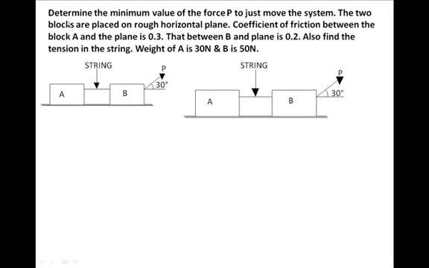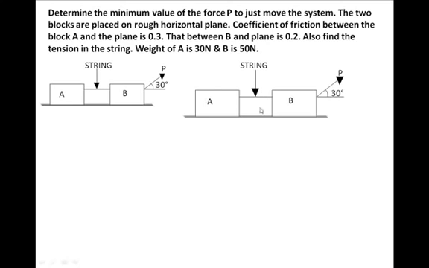Now, the first problem which we have taken is like this. It says determine the minimum value of force P to just move the system. The two blocks are placed on a rough horizontal plane. Coefficient of friction between block A and the plane is 0.3, and block B and the plane is 0.2. Also find the tension in the string. Weight of A is 30 Newton and weight of B is 50 Newton.